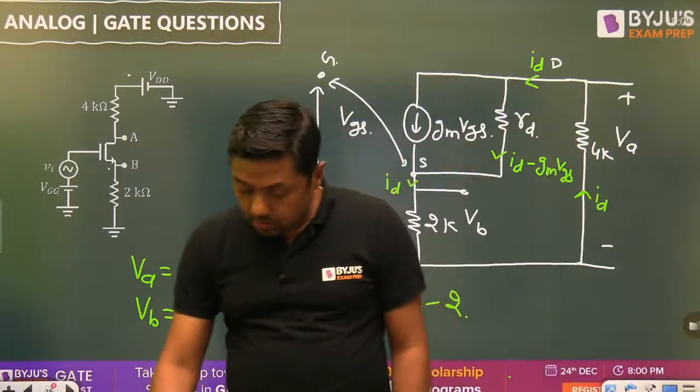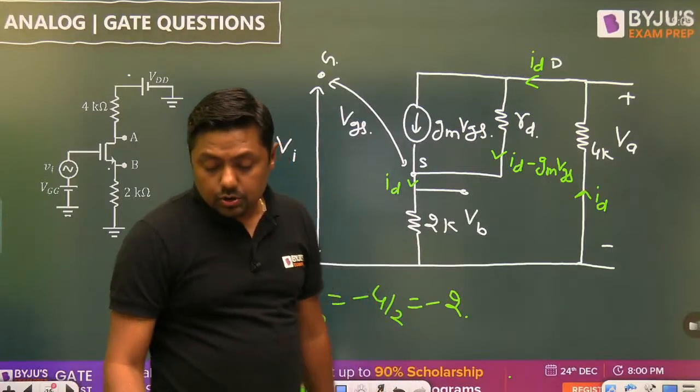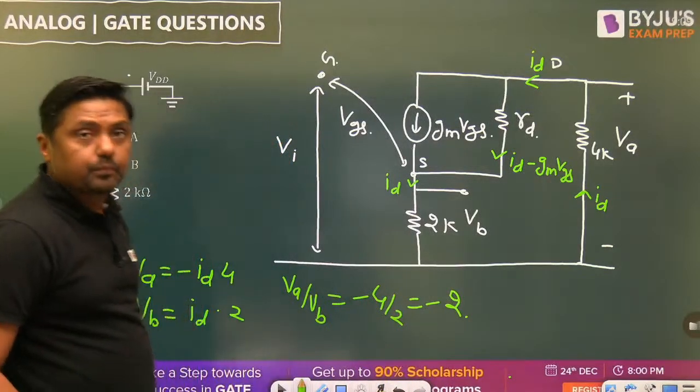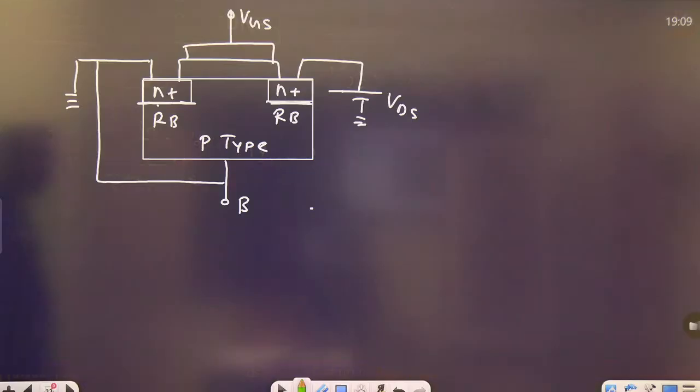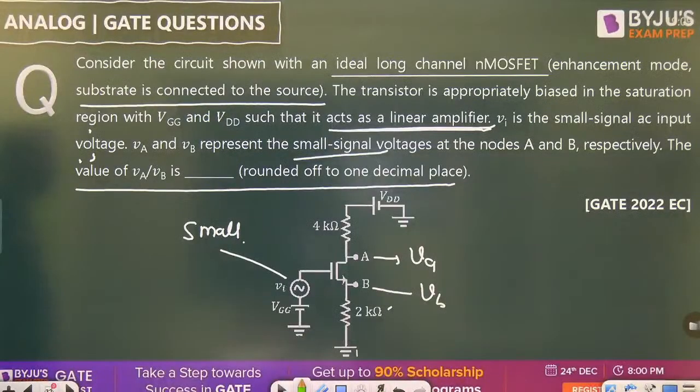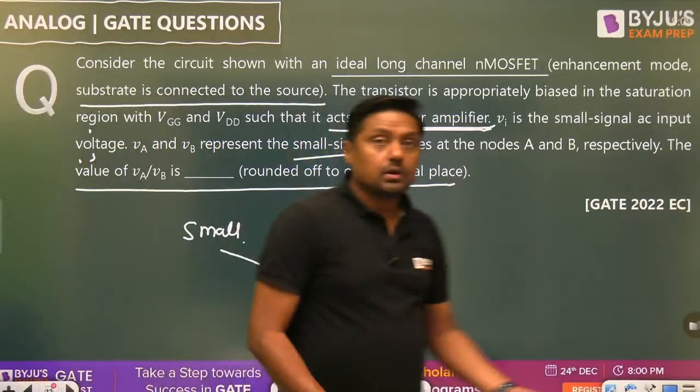Right? So I think both the methods are clear to you. Okay, both the methods are clear. By using the small signal model or by using directly, you can write the answer for this particular question.